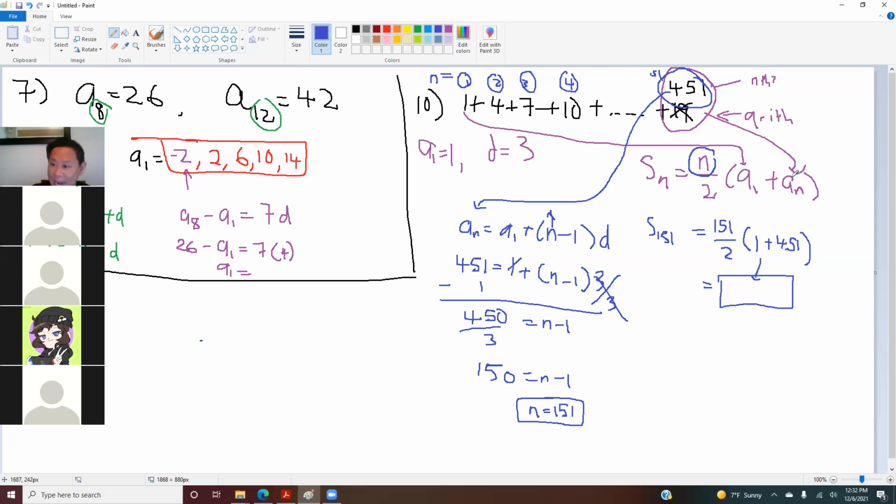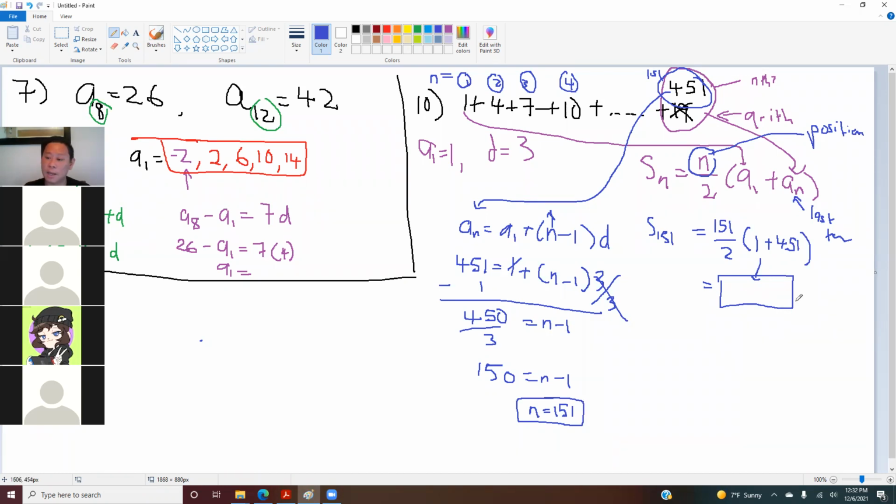Gotcha. A_n will be the last term. So once you see A_n, this is your last term. Okay, I get it. n in this case is the position of it, like 1, 2, 3, 4, 5. Oh, okay, I see. Because for 451 we don't know what position it is, so we have to find the position, and this is how we find it. So 451 is actually number 151.